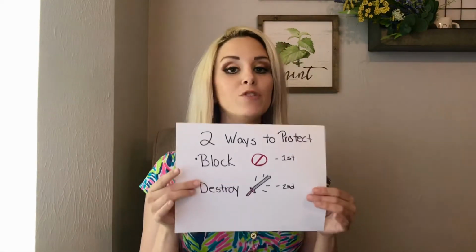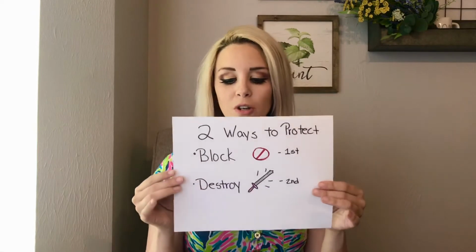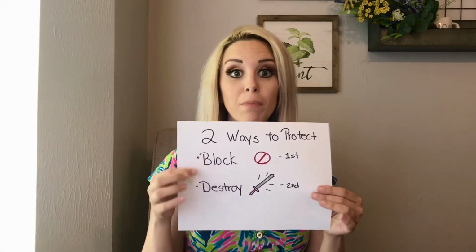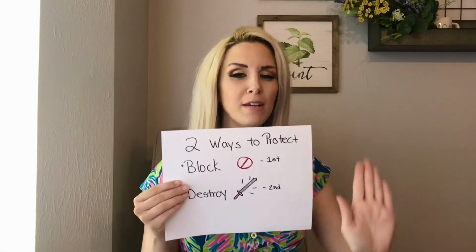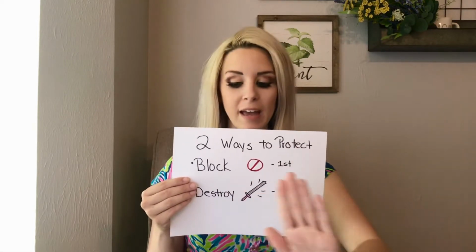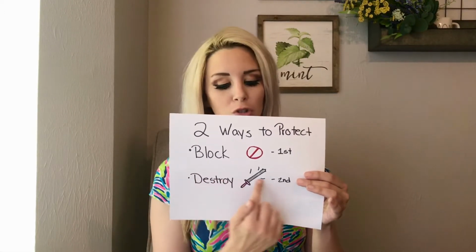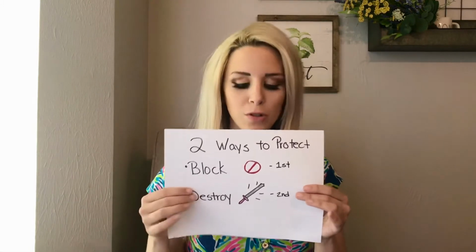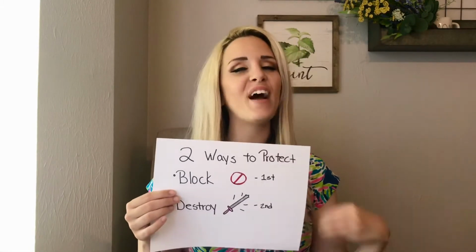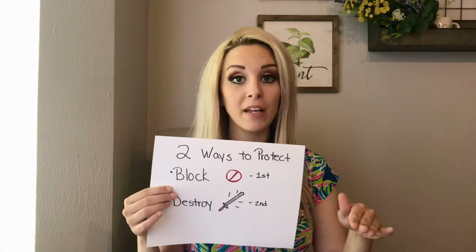Okay, so now we're going to talk about how your body specifically protects you. Your body has two lines of defense when it comes to your immune system. The first is blocking. Your body first tries to block any of those germs from getting in. But if the germs do sneak in, then the second option is to destroy. Do you like my little attempt at a sword drawing there? So if harmful microorganisms enter our body, then your immune system will try to destroy them.